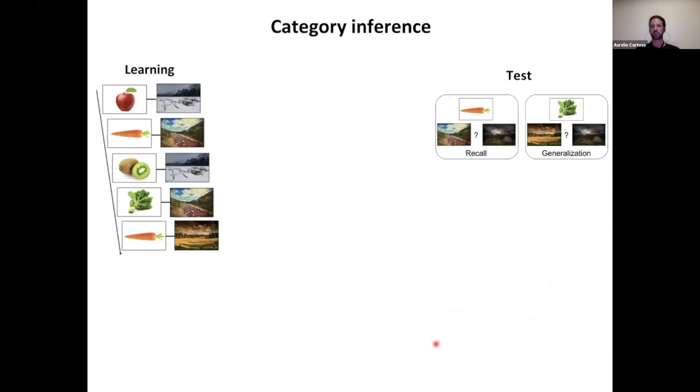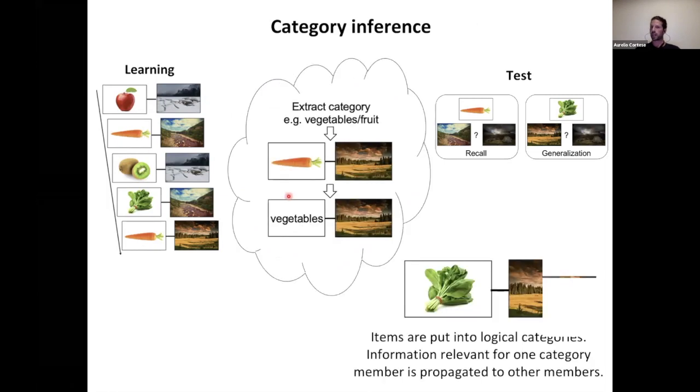But maybe some of you have realized that in this example, the fruits are always paired with the snowy scenery, and the river is always paired with vegetables. So you might think, okay, actually here you might use a different strategy, and really use more conceptual or categorical labels. When you're facing this new trial with the spinach, you might think, in the past, this field was associated with a carrot, which is a vegetable, so this scenery is associated with vegetables. Spinach is a vegetable, so I should choose the field. In this way, we are trying to put items into logical categories, and then we can take information that is relevant for one category member, for example this field, and propagate it to other members. So we can take this field where it's a vegetable, the carrot, and then from there go to the spinach.